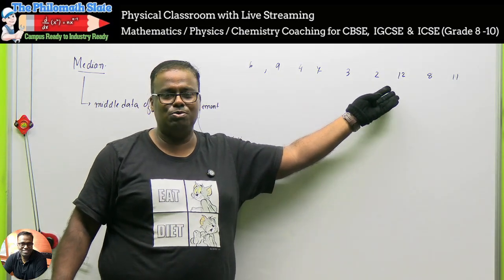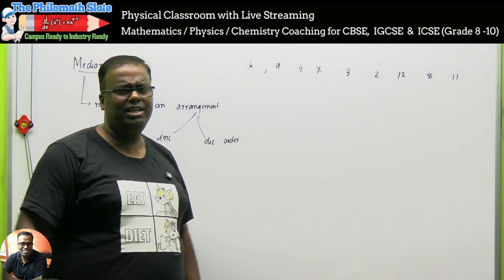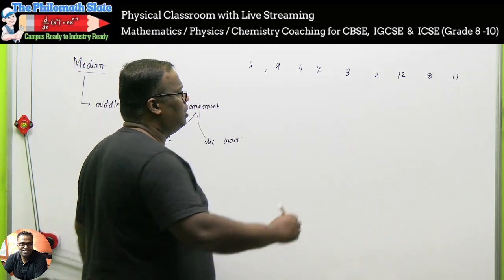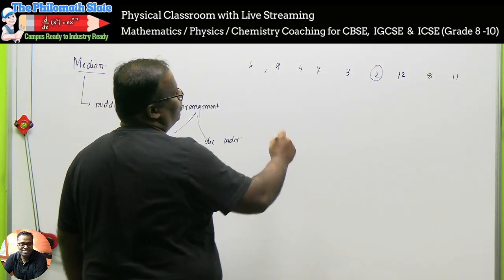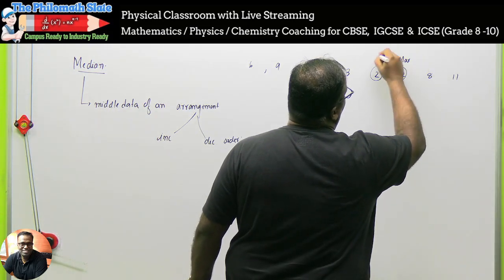So our first job is what? To arrange the data. So how will we do it? Let's do ascending. What is the smallest data? 2 is the smallest data. What is the highest data? 12 is the highest data. So we call this the max and this the min.